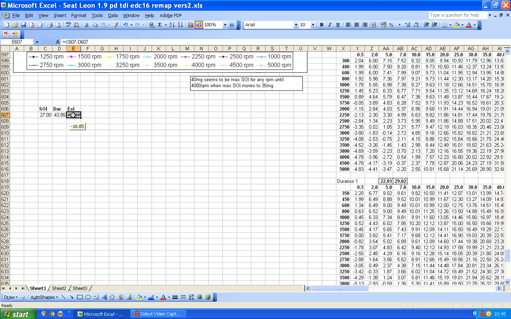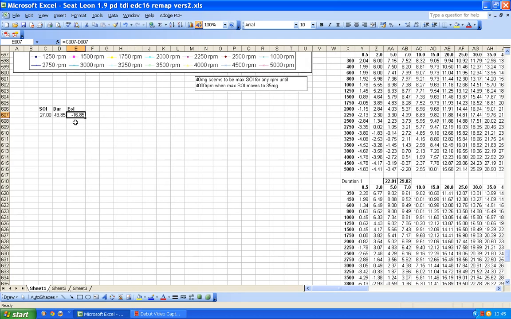that seems to be complaining for some reason. Oh, it hasn't got enough space for the minus sign, that's what it's complaining about. So we'll just extend that out a fraction. So there we go. It's giving us minus 16.85. In other words, 16.85 degrees after top dead center. So what we've now got is a start of injection at 27, a time for the injection of 44 degrees, and because that injection is so long, we are not going to finish injecting until nearly 17 degrees after top dead center.